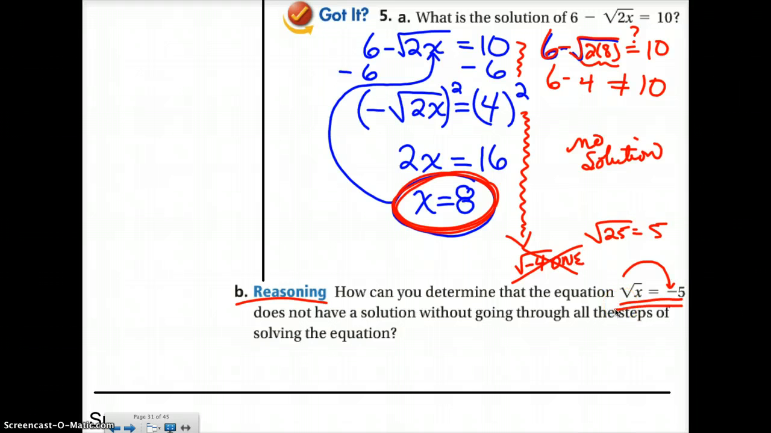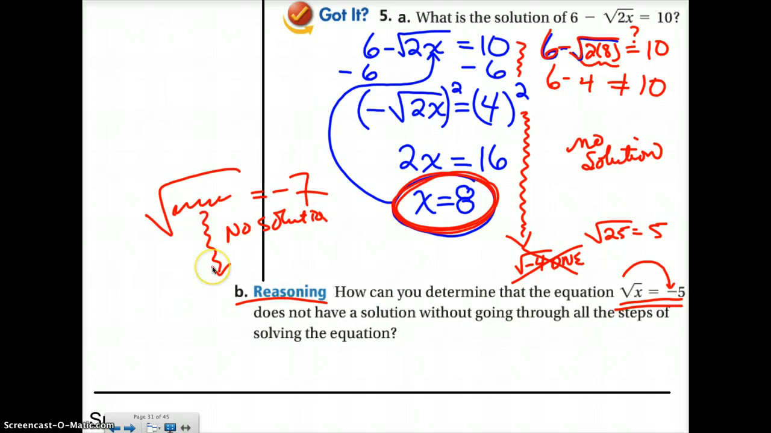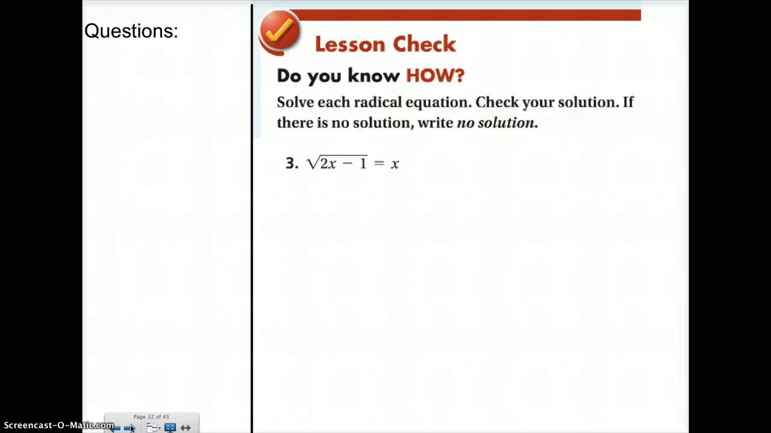So anytime you notice that you get the root of, could be a whole bunch of stuff, but if it says negative 7, you can stop right now and you can say no solution. And if you go through all the solving steps and get an answer, I guarantee you when you plug it back in, it won't work. So let's take that on to the next page here and give this one a shot.